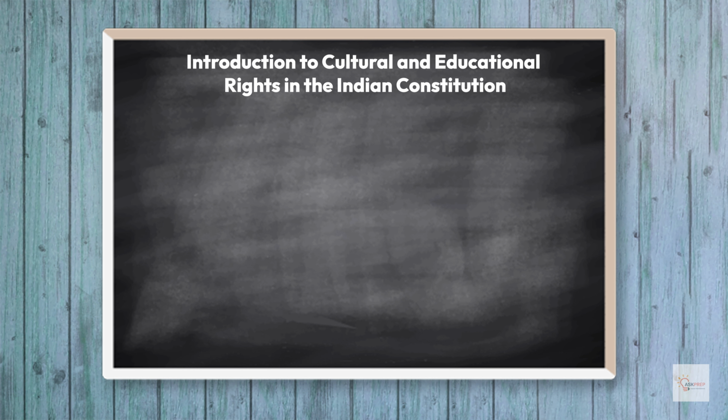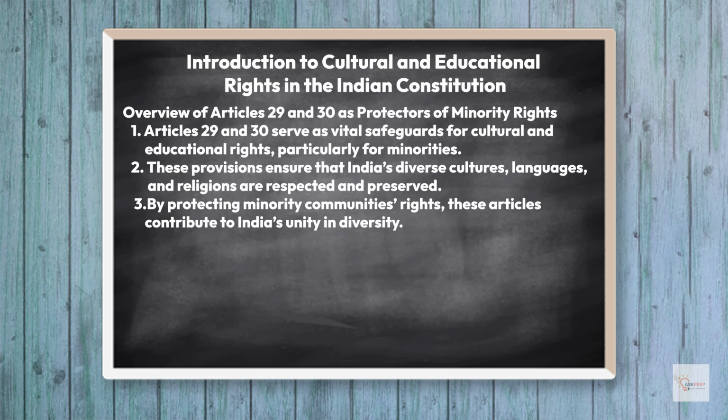Let's start from the first point: Introduction to Cultural and Educational Rights in the Indian Constitution. Overview of Articles 29 and 30 as protectors of minority rights. Articles 29 and 30 serve as vital safeguards for cultural and educational rights, particularly for minorities. These provisions ensure that India's diverse cultures, languages, and religions are respected and preserved. By protecting minority communities' rights, these articles contribute to India's unity in diversity.